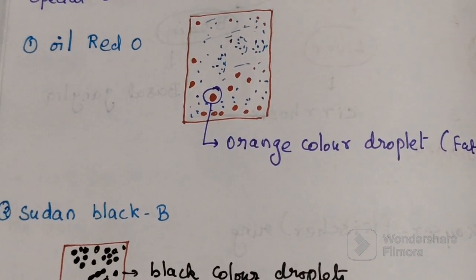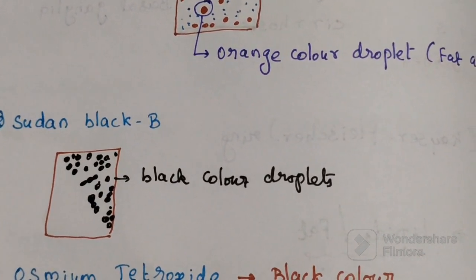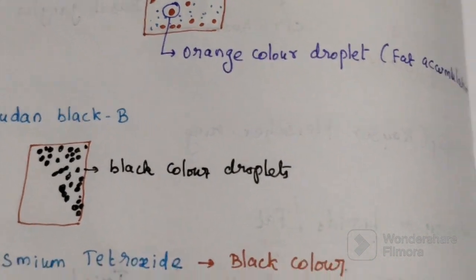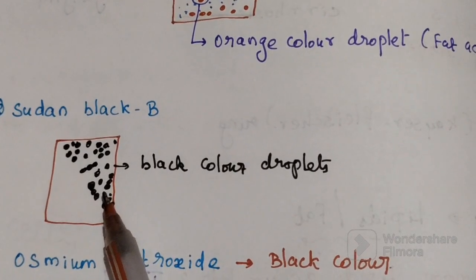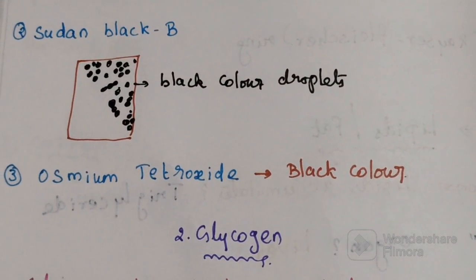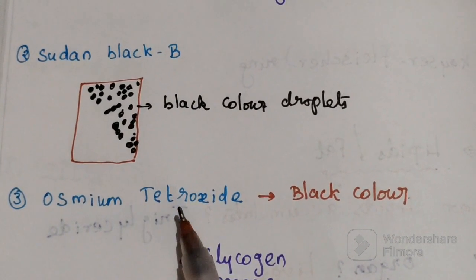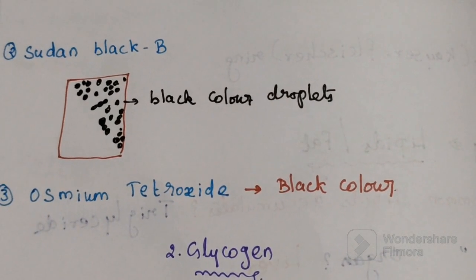Oil red O. The second stain is Sudan black B. It gives black color deposition. Third one is osmium tetroxide. It also gives black color.